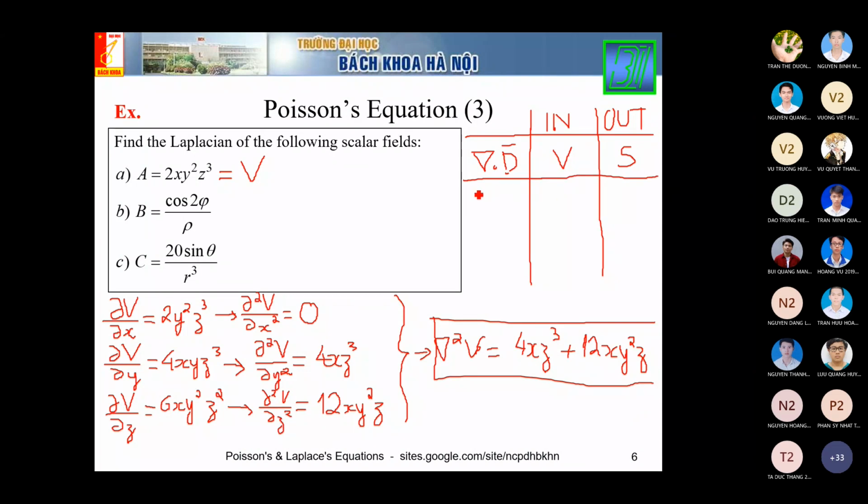For the second operator, remember that it is a gradient. The input of this operator is a number because the gradient is a scalar quantity. But the output of gradient here is a vector because the output of this one is the electric field intensity. It must be a vector.